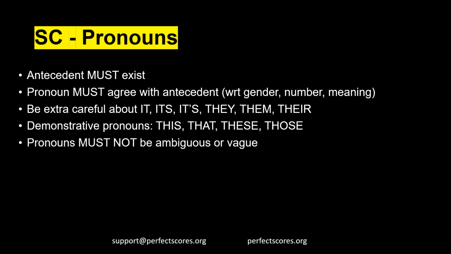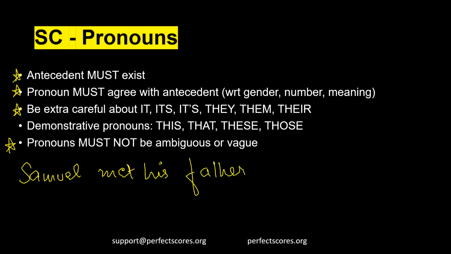The fifth one: the pronouns must not be ambiguous or vague. I told you repeatedly that the first three rules are important. This is the next important rule. Pronouns must not be ambiguous or vague. For example, Sam, let me be clear about the gender, Samuel met his father and talked about his project.